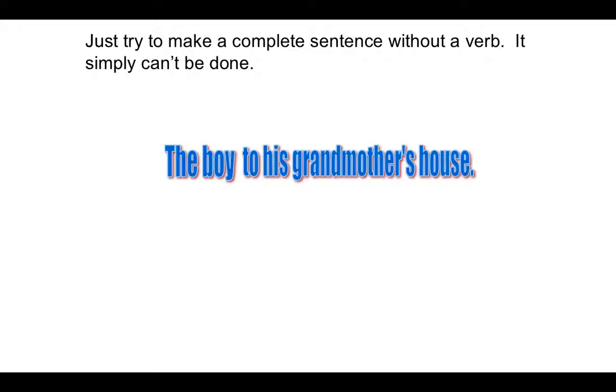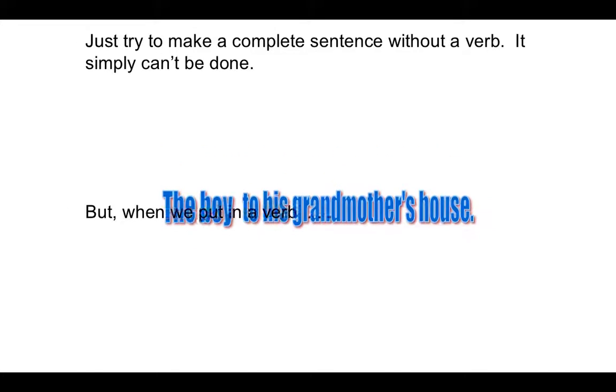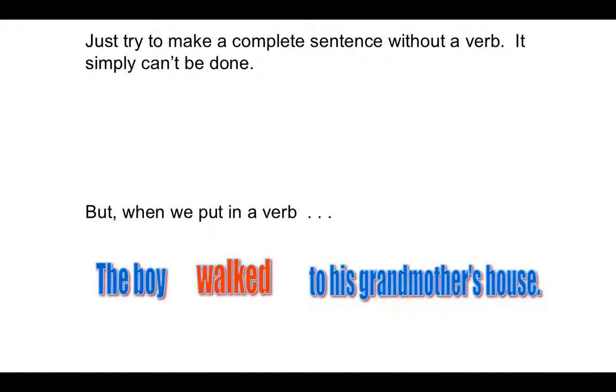Take a look at this sentence. The boy to his grandmother's house. How is he? What's he doing? We don't know because the sentence doesn't have a verb. But when you put the verb in, everything makes sense because the boy actually has a purpose as he's on his way to his grandmother's house.